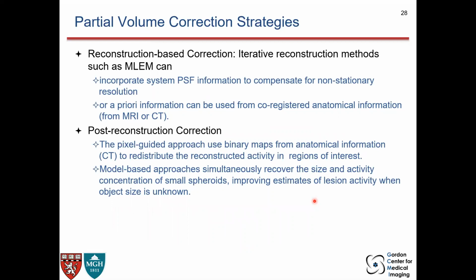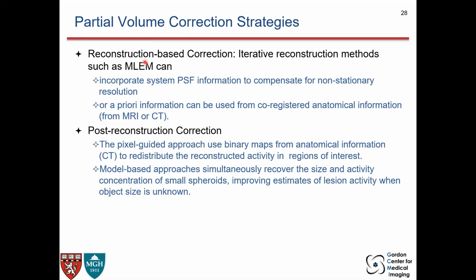There are different strategies to correct for partial volume. Again, the most important one is to have a better system, a better detector, better collimator, so that your system resolution is better and you don't have problems with resolving small features within the image. So there are mainly two correction strategies. One of them is reconstruction-based correction, and the other one is post-reconstruction correction.